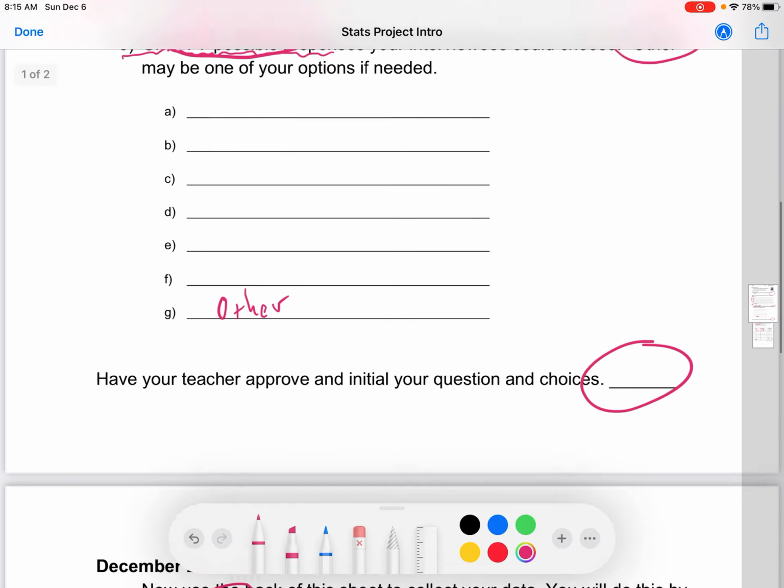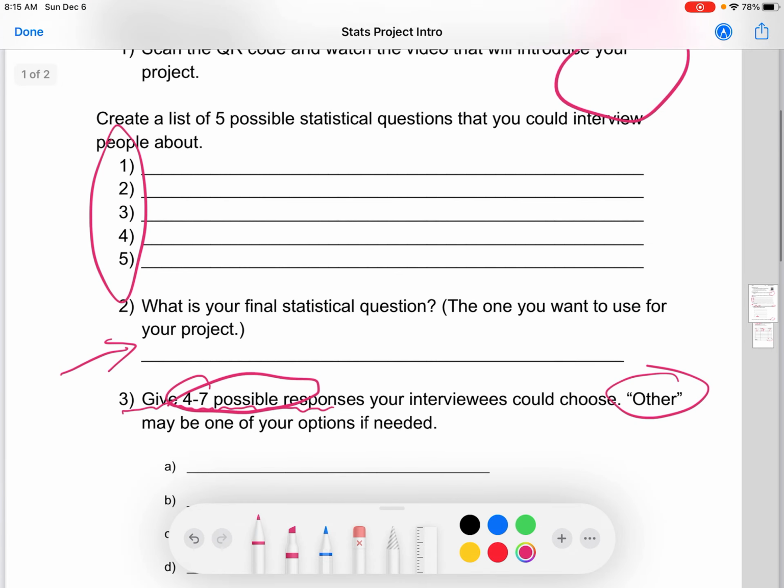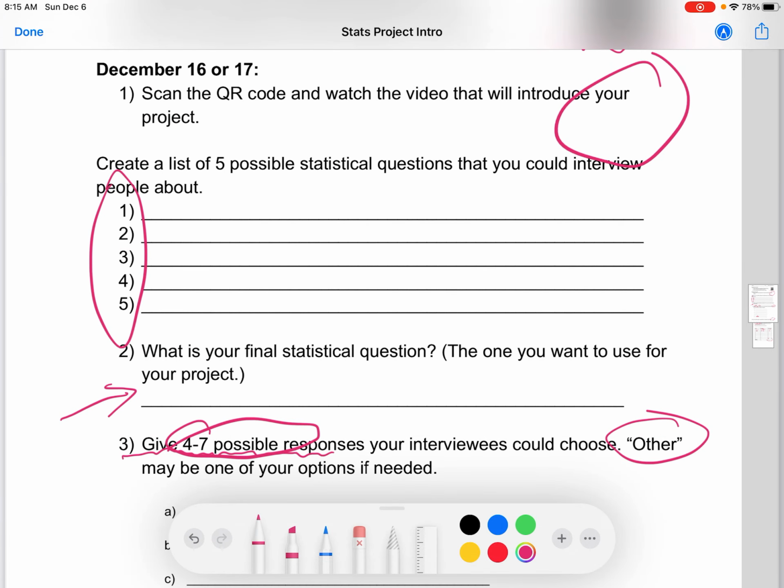So, again, very exciting opportunity here. And let's get started by doing statistical questions and think about what those answers might be. And hopefully you find those statistical questions that match your interests, but also the interests of those people that you're going to have a chance to interview, right? So if you have any other questions, talk to your teacher, and hopefully you have a fantastic day.